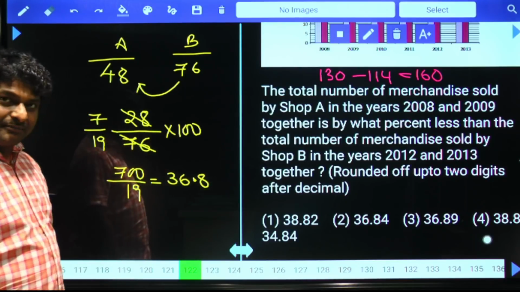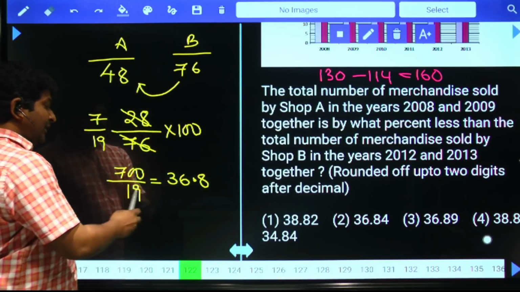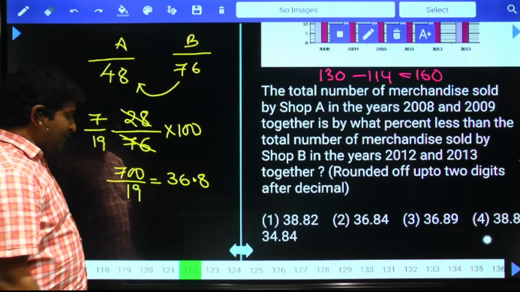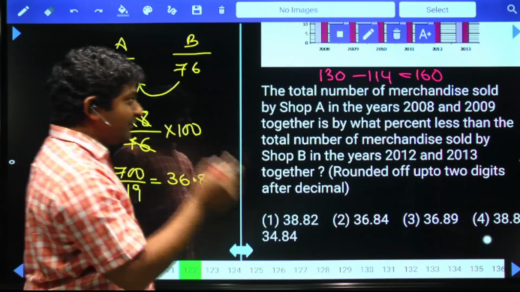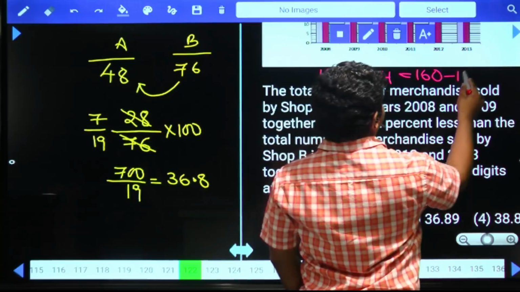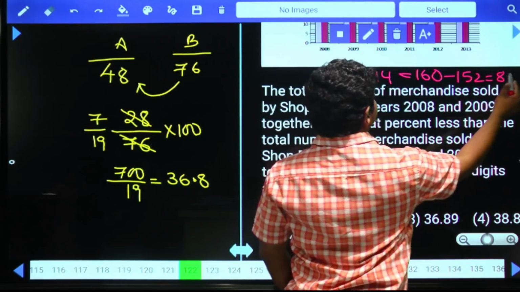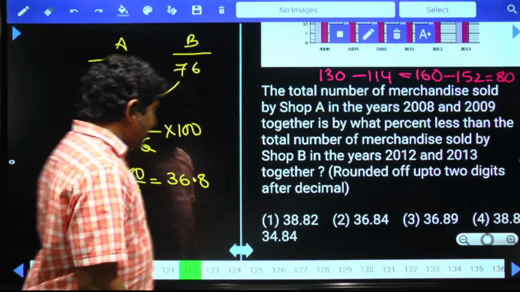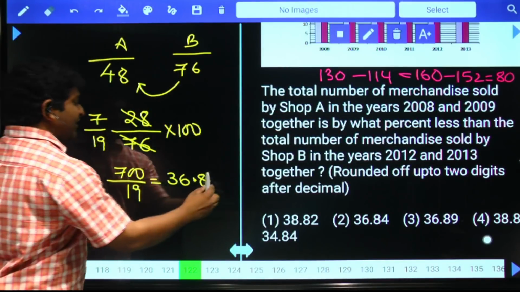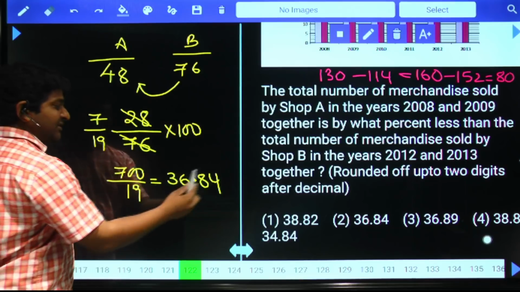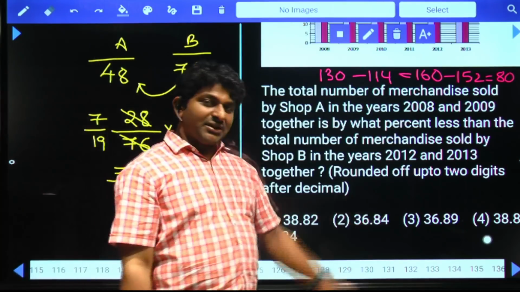2 options are there. Again we have to continue. 19 times 8 is 152. If 152 is subtracted from 160, how much is left? 8. As you have decimal, it becomes 80. In 80, how many 19s are there? 4 times. 36.84. Second option is the answer.